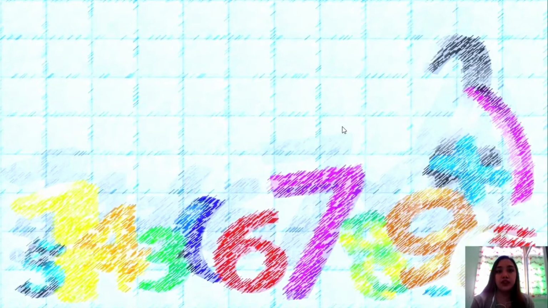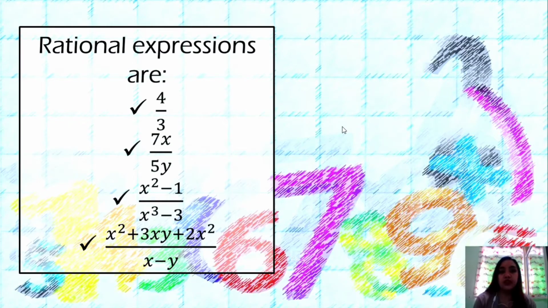So these are the examples of rational expressions. 4 over 3 or 4/3, 7x over 5y, x squared minus 1 over x cubed minus 3, x squared plus 3xy plus 2x squared over x minus y. So, lahat ng mga binanggit ko ay tinatawag na rational expressions. Paano naman natin malalaman na hindi siya rational expression, pero in the form of fraction?